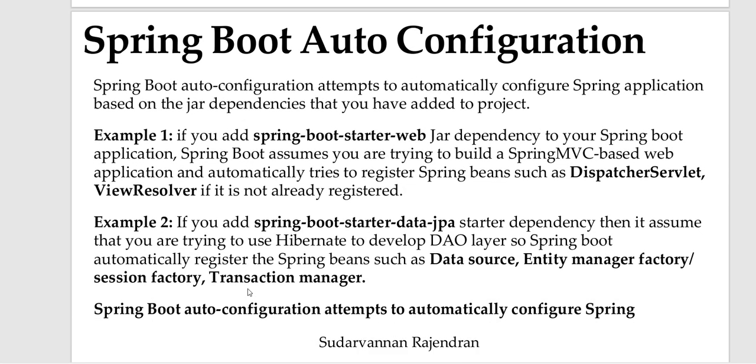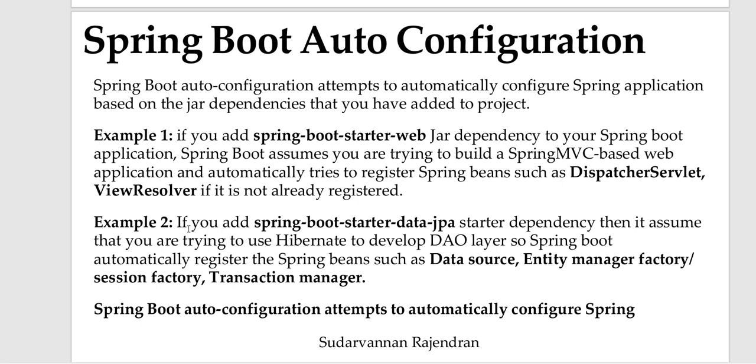Spring Boot auto configuration attempts to automatically configure the Spring application based on the jar dependencies that you have added to the project. For example, if you add the Spring Boot starter web jar dependency to your Spring Boot application, Spring Boot assumes that you are trying to build a Spring MVC based web application, and it automatically tries to register Spring Beans such as dispatcher servlet and view resolver if they are not already registered.